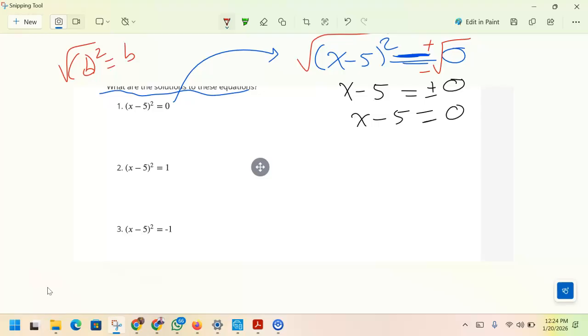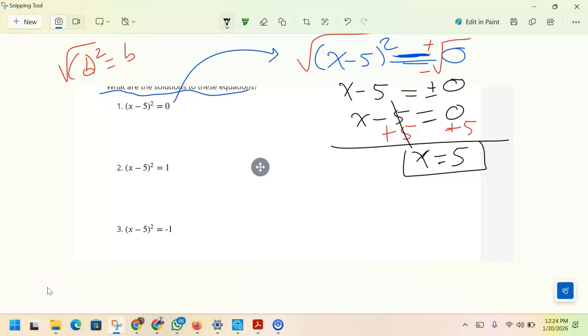So adding 5 both sides, and the answer is this crosses out and you get x. What does this basically mean? What is the solution? It means, yeah, so the only way this is 0 like this. I hope I made sense.